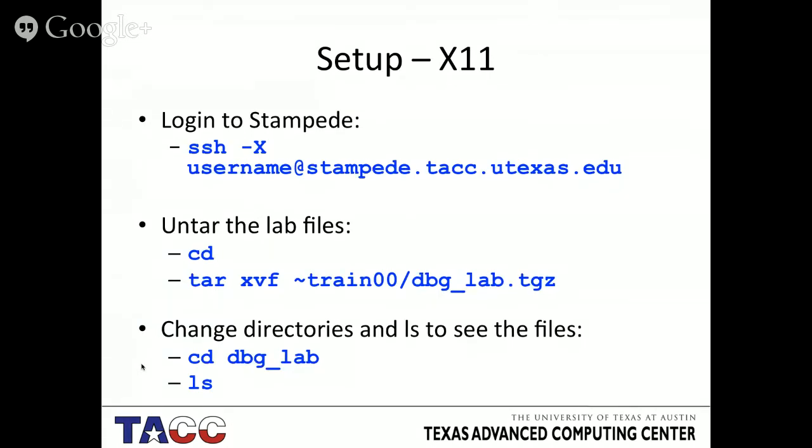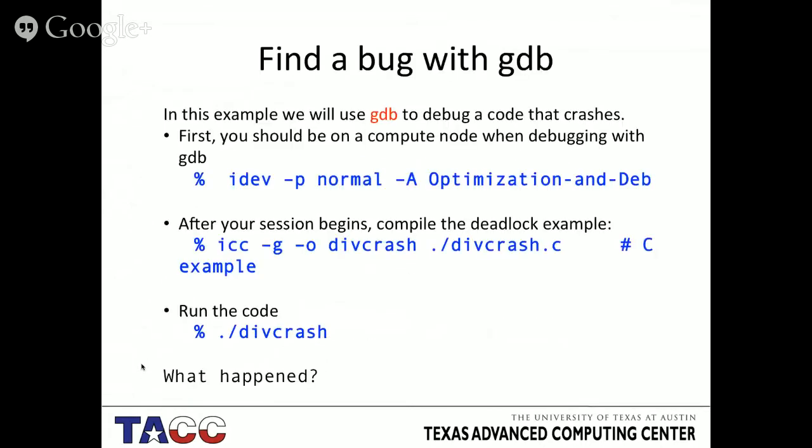Untar the files. Go into the directory. And here's the part that's going to change. Compile before you do your IDEV session. I forgot that the compilers are not available in the normal queue where our reservation is. So you need to compile on the login node. You can compile the C code or the Fortran code, although if you compile the Fortran code, as I said before, if you try to print the variables, you'll get a strange error message that'll just complain about not being able to resolve a 4-byte int.